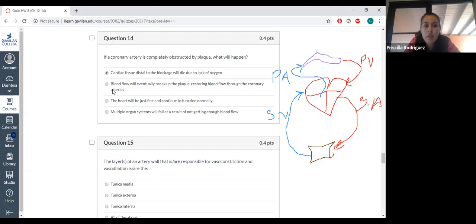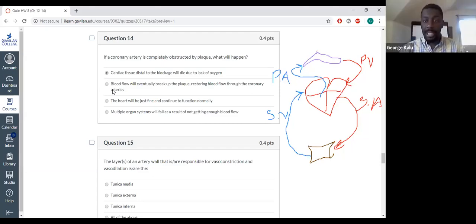Exactly. Right. So when there's a blockage in a coronary artery and no blood is able to get past that blockage, anything that's distal to that particular blockage won't have any access to oxygen. As a result, that tissue is going to end up dying and developing into scar tissue. Okay. Any questions on this one here?